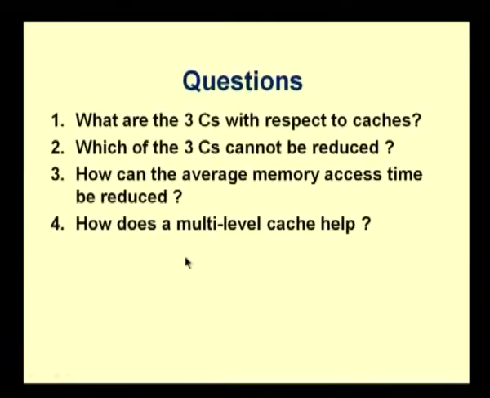Here are questions to go over the material today. Question number 1, what are the 3 C's with respect to caches? Question number 2, which of the 3 C's cannot be reduced? Question number 3, how can the average memory access time be reduced? Question number 4, how does a multi-level cache help?